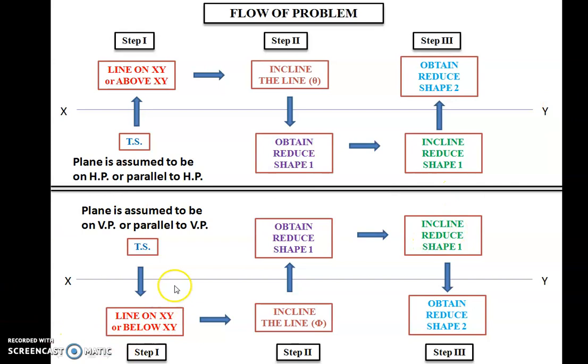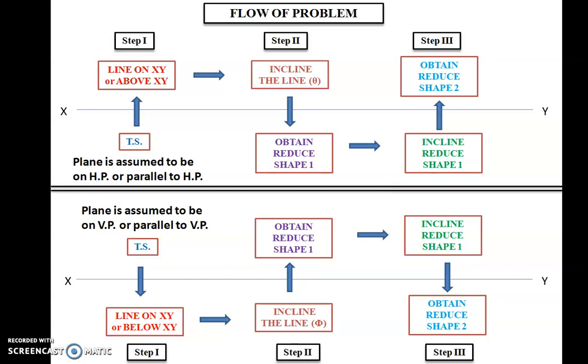Now going to the second flow. So here we have assumed that the plane is on VP or parallel to VP. So the third and fourth assumptions, not conditions. So plane is assumed to be on VP or parallel to VP. So when we have assumed that the plane is on VP or parallel to VP, you will see the true shape in the front view.